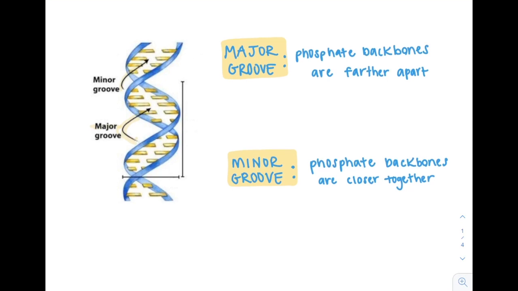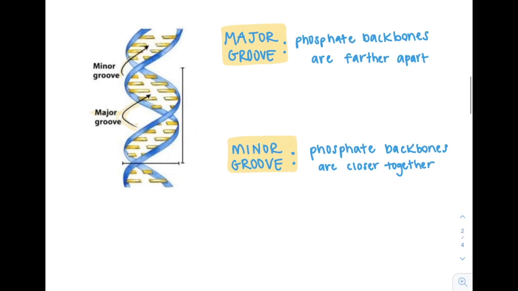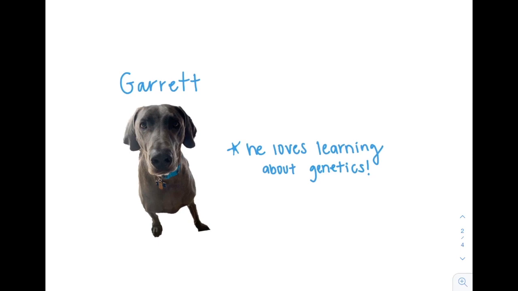The last aspect of DNA I want to discuss today is handedness. But in order to do this, I need the help of a very important assistant. This is Garrett, my family's dog, and he loves to learn about genetics just like I do.